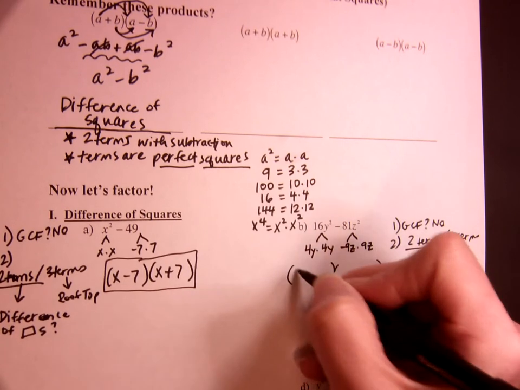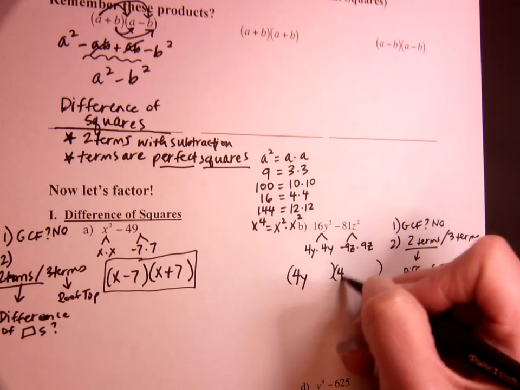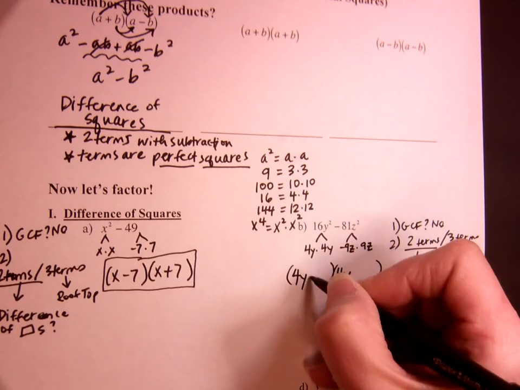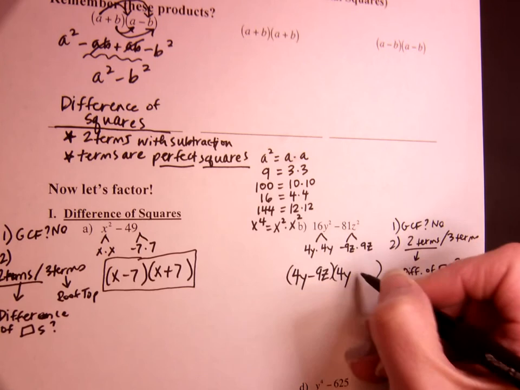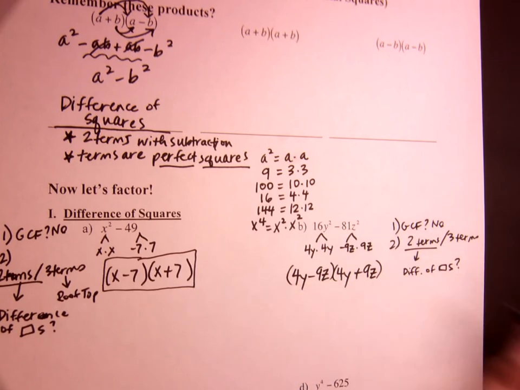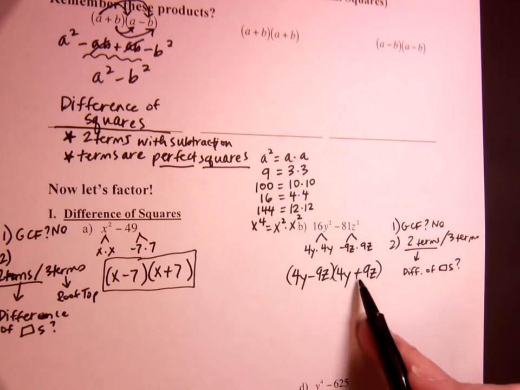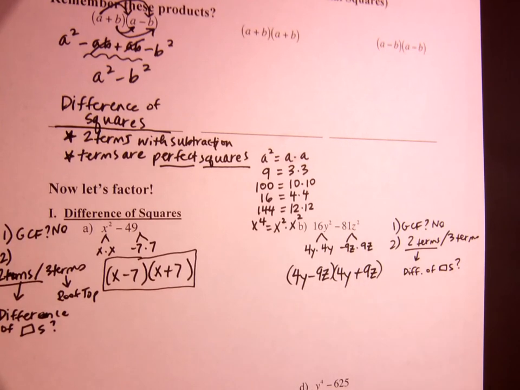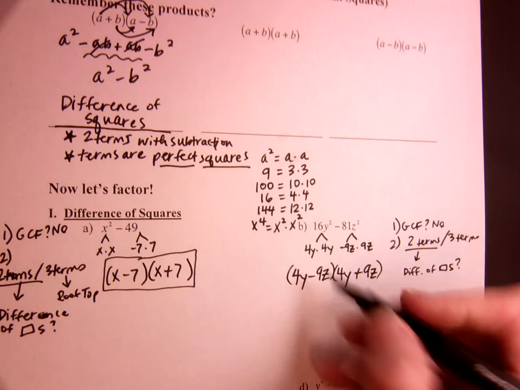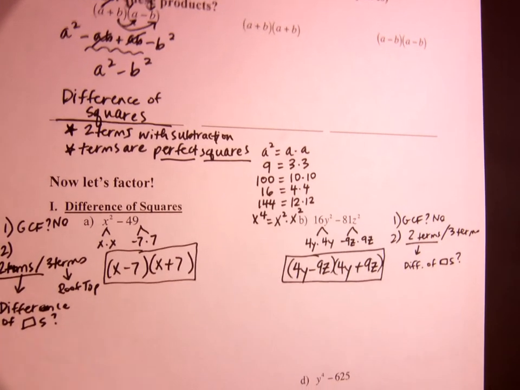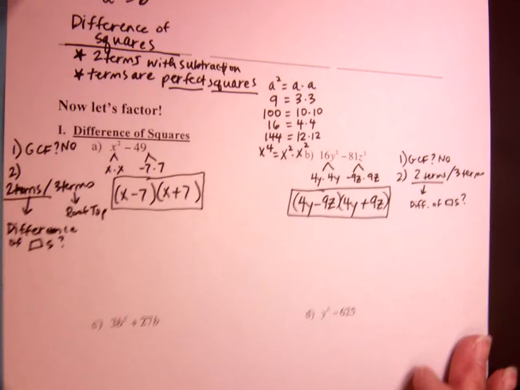So we will do 4y and 4y. One is a negative 9z and the other is a positive 9z. Remember, it's exactly the same except for that minus and the plus make that middle term go away. Questions? All right, let's go ahead and look at letter C.